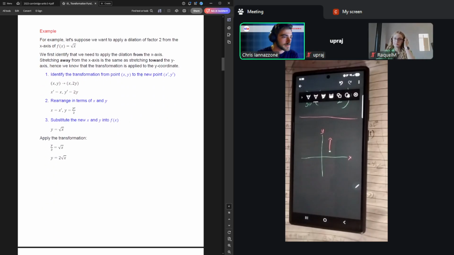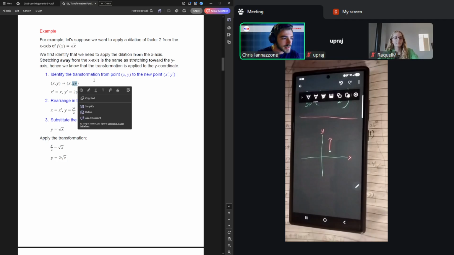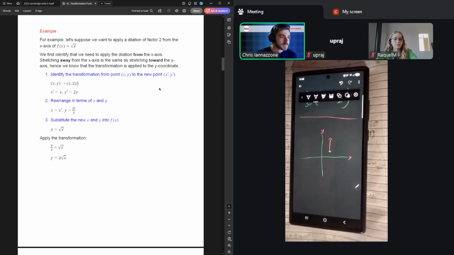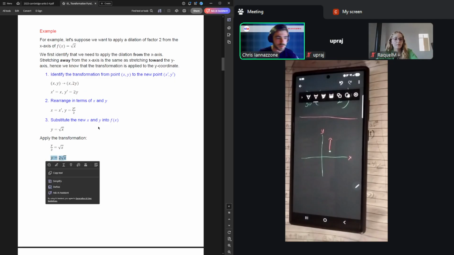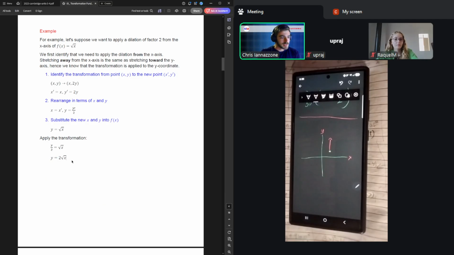Let's see an example. So we're trying to apply a dilation factor of 2 from the x for the square root graph. From the x means it's going in the y direction, so the dilation factor is going to be on the y variable. We set up our equations, we do our rearranging, and then we just do our substitution. And in some cases, you need to do one final rearrangement. This is going to look rather excessive for a very simple example, but it'll become much more useful when you have to then do it with a whole sequence of transformations back to back.